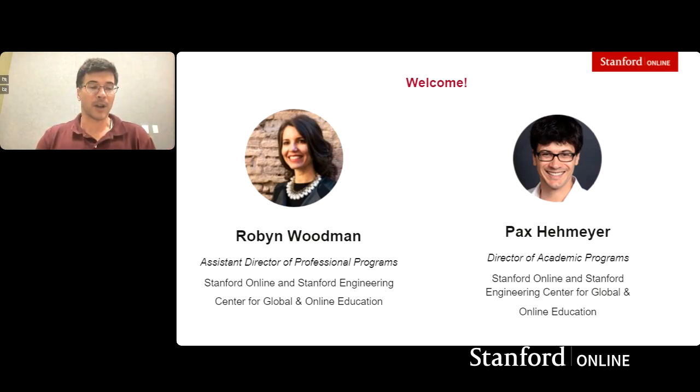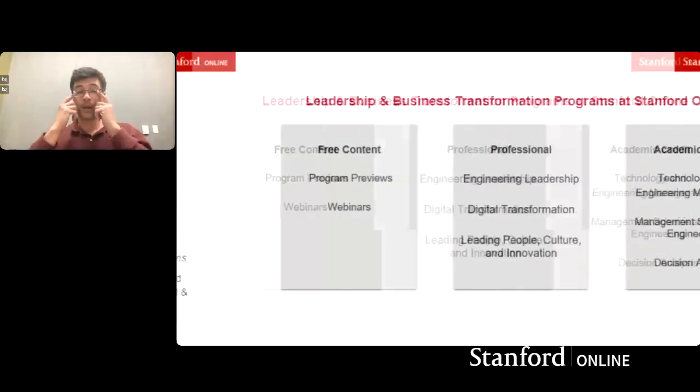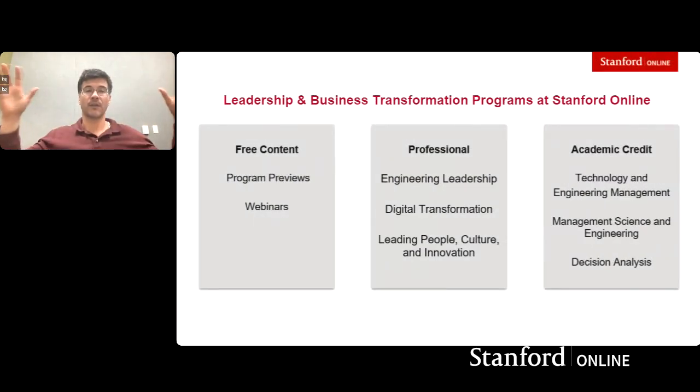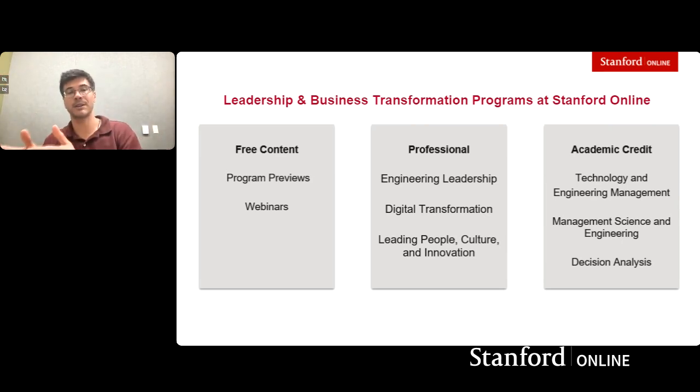So what I want to do right now, before we go into depth, is to give you a kind of 30,000-foot view of what we're going to talk about, and also what's available to you, what kinds of learning experiences are available to all of you at Stanford Online. So broadly speaking, there are three buckets. There's a lot of free content that's available. This includes entire lecture courses where you can watch the recordings. There are program previews, especially for the professional programs, webinars, etc. There's the professional programs, which Robin's going to go into more detail on.